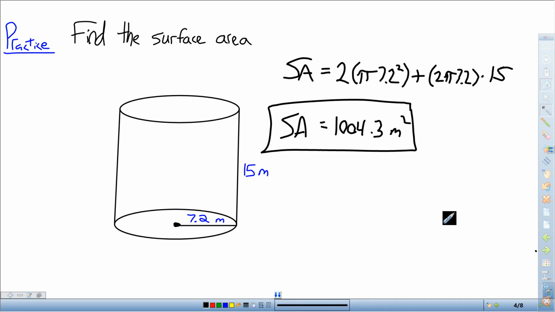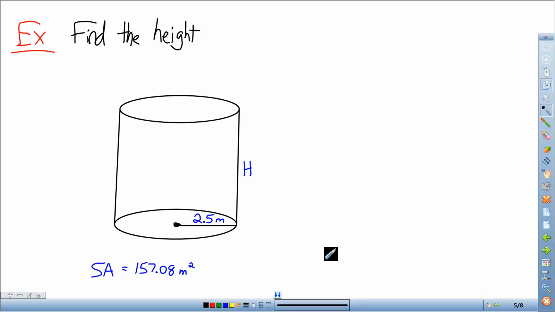Okay, so let's try another type of problem. We just have a couple more here. We're going to look at problems that are asking us for the height of our cylinder and giving us the surface area and the radius. So copy this and I'll show you what's going on.